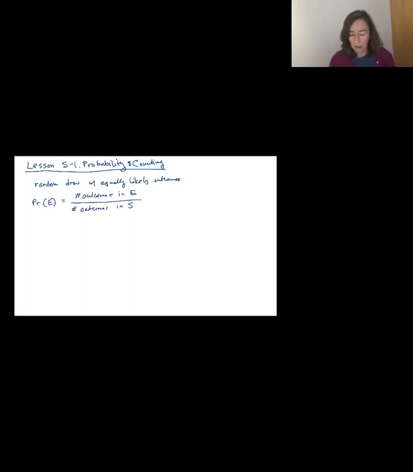So for example, if we have a group of 50 people, 30 are registered voters, then the probability of selecting a registered voter is 30, the number in the group, divided by the size of the group, 0.6. Okay, again, nothing new here.